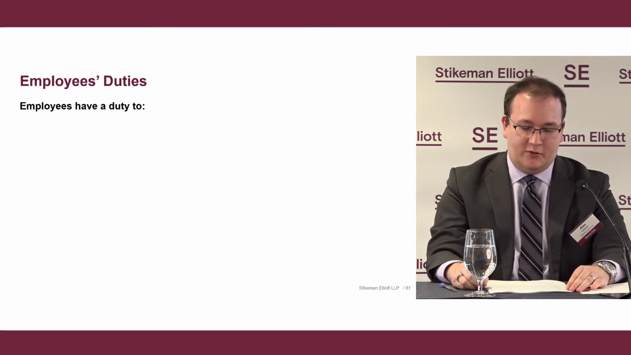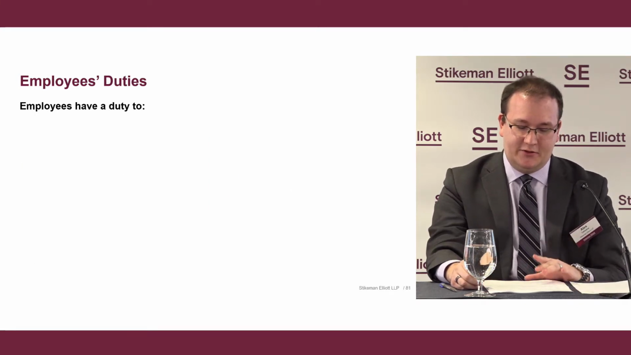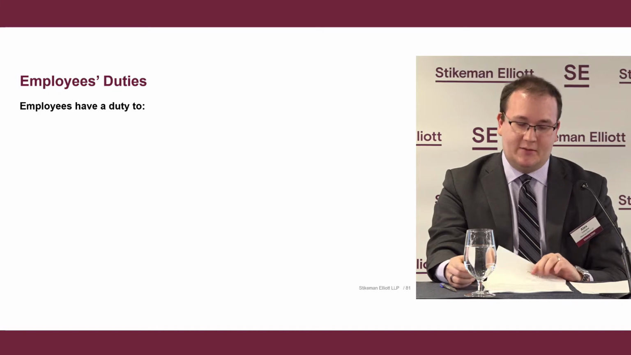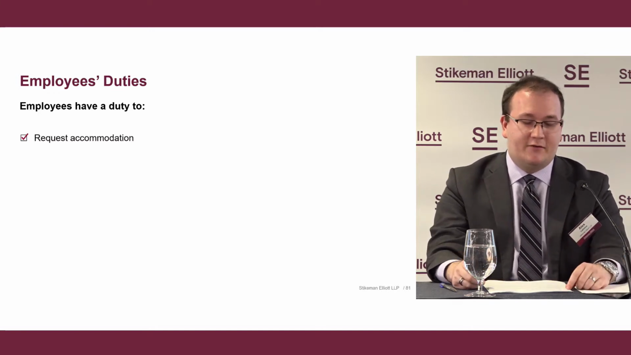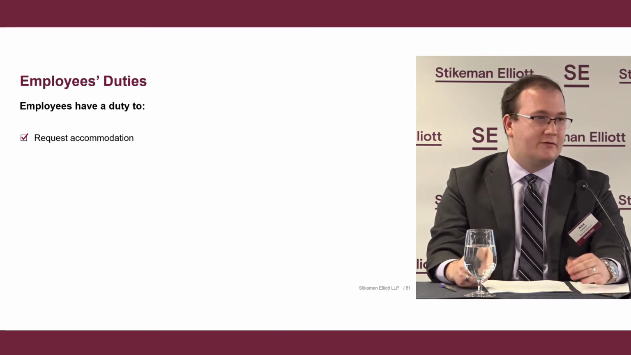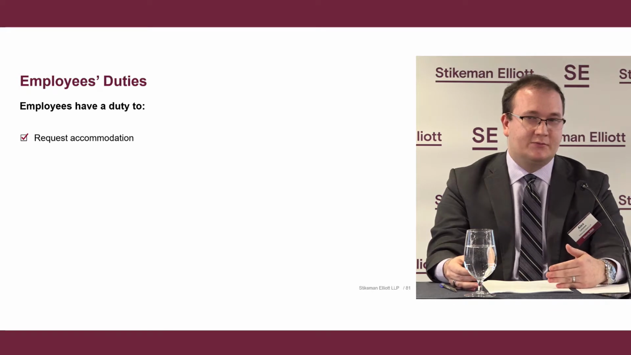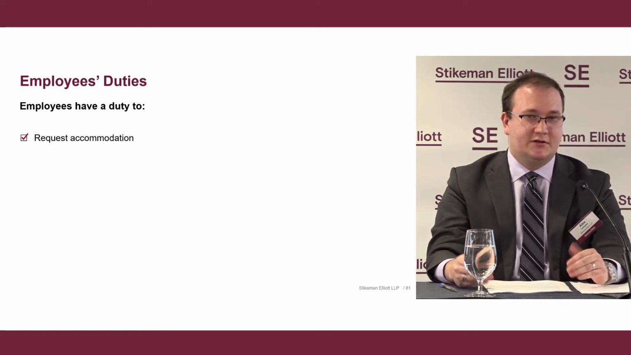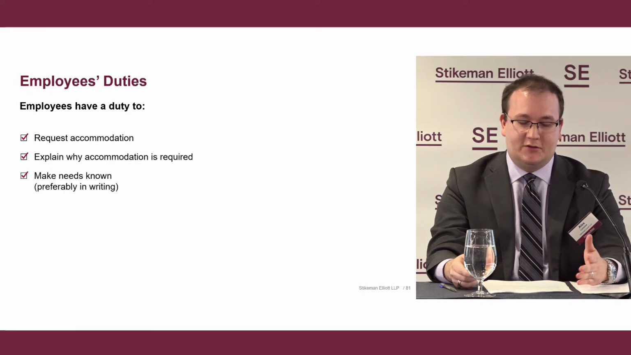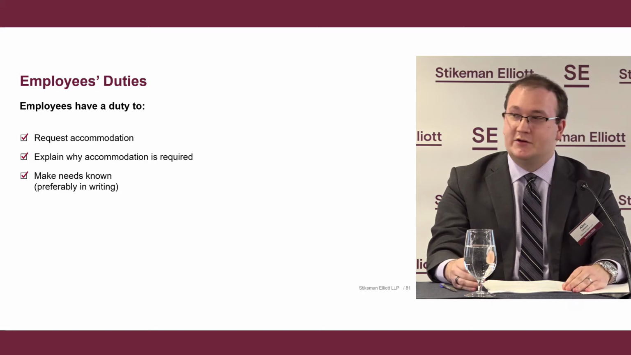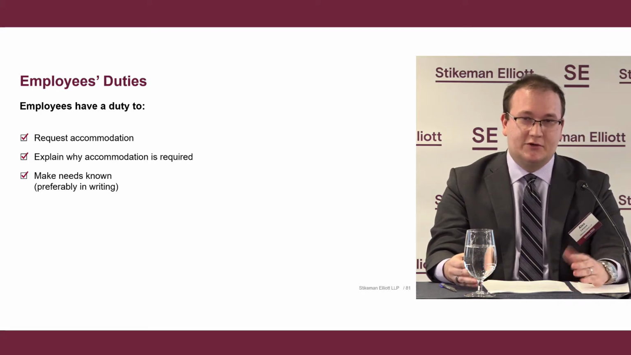So moving on to employees' duties. Broadly, employees have a duty to start the accommodation process and to collaborate in the process. So for example, they have a duty to request the accommodation, but remember Lucy's presentation on the duty to inquire. If there's been a substantial change in an employee's performance, we might have to look a little into the reason for that. Employees have a duty to explain why accommodation is required, to make their needs known, and to avoid later dispute. We often prefer, as lawyers always do, that this be in writing.